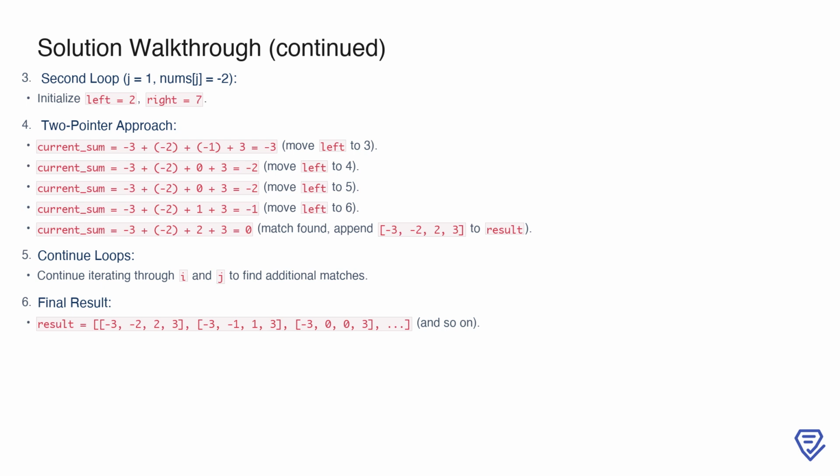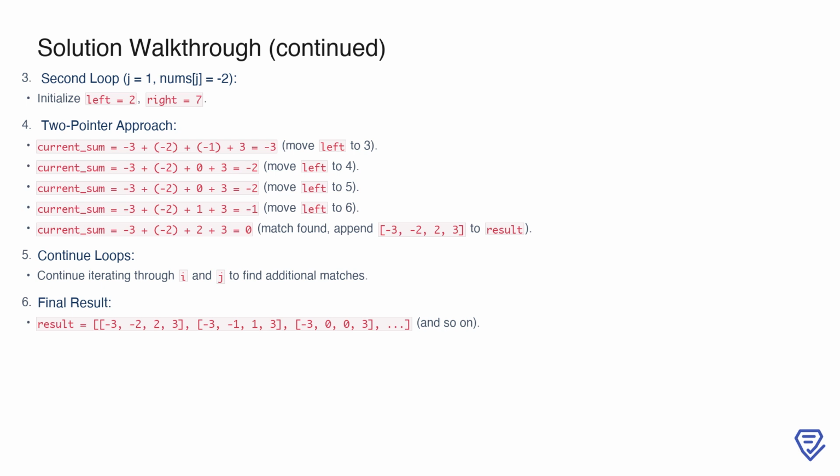Using the two-pointer approach, the current_sum is first calculated as -3 plus -2 plus -1 plus 3 equals -3, which is less than the target. To increase the sum, we move left to 3. The next current_sum is -3 plus -2 plus 0 plus 3 equals -2, so we move left again to 4. Repeating this process, the sum remains below the target until left reaches 6. At this point, the current_sum becomes -3 plus -2 plus 2 plus 3 equals 0, which matches the target. We append -3, -2, 2, 3 to the result.